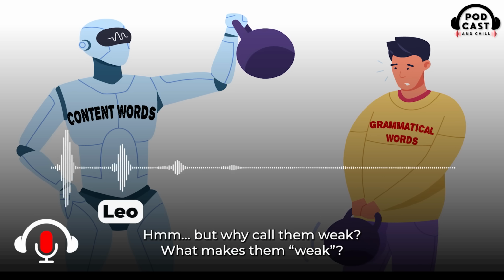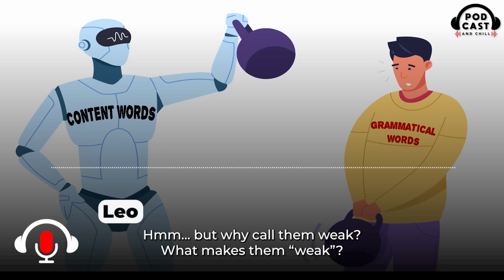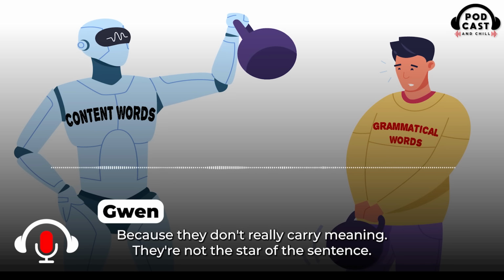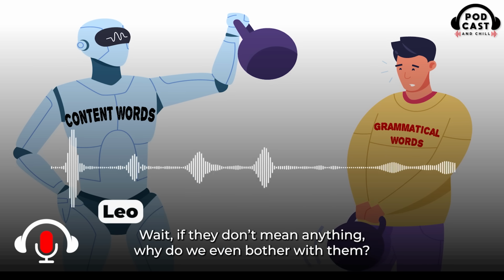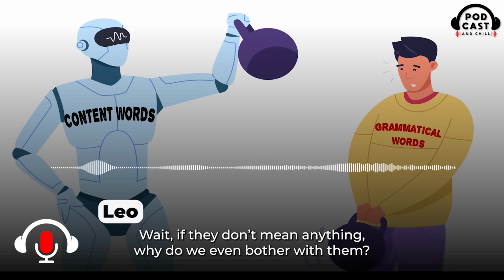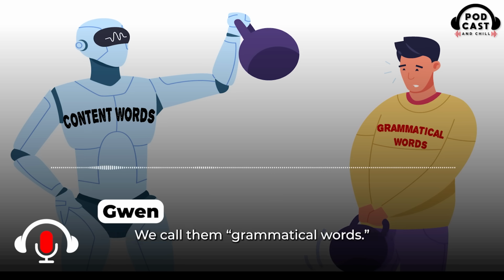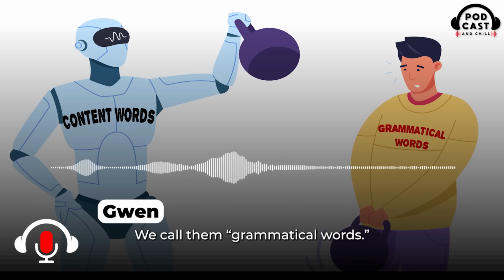But why call them weak? What makes them weak? Because they don't really carry meaning. They're not the star of the sentence. Wait, if they don't mean anything, why do we even bother with them? Well, they help glue the sentence together. We call them grammatical words.